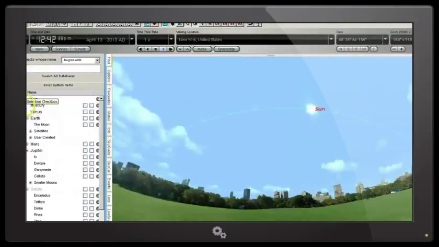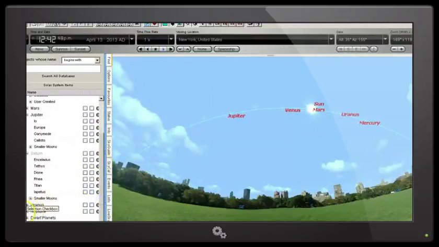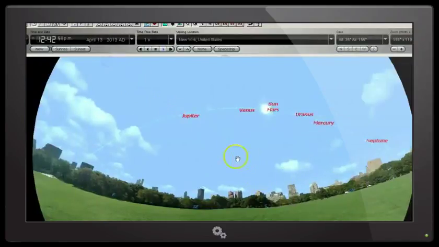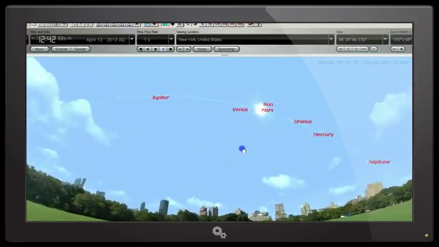So what I'm going to do is turn on these markers for the planets so you can see them clearly as well. And Saturn and Uranus and Neptune. Okay, so as you can see, we've got a bunch of planets which are pretty close to the ecliptic there.